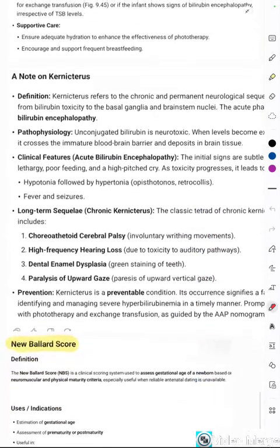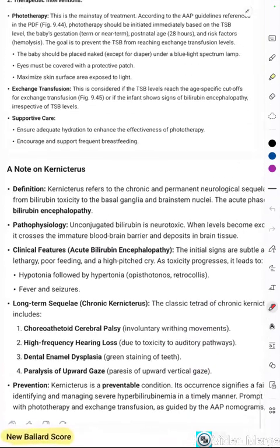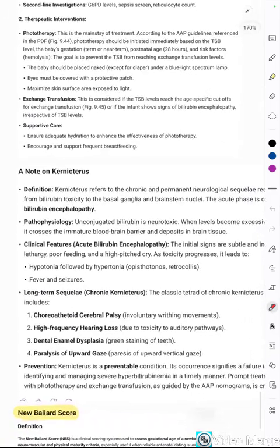A special note on kernicterus: it refers to the chronic and permanent neurological sequelae that come from bilirubin toxicity, leading to bilirubin encephalopathy. If it's an acute case, it is called ABE, that is acute bilirubin encephalopathy, and a chronic case is called chronic bilirubin encephalopathy.